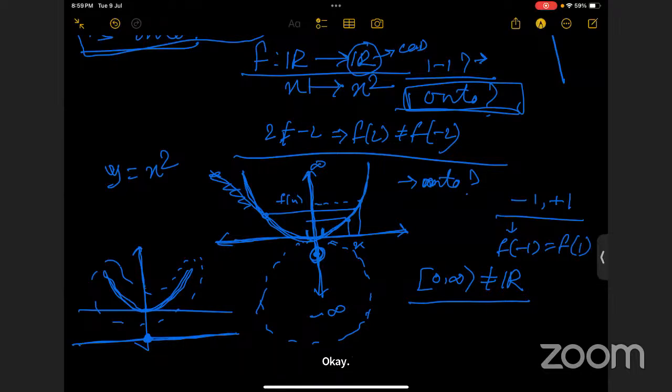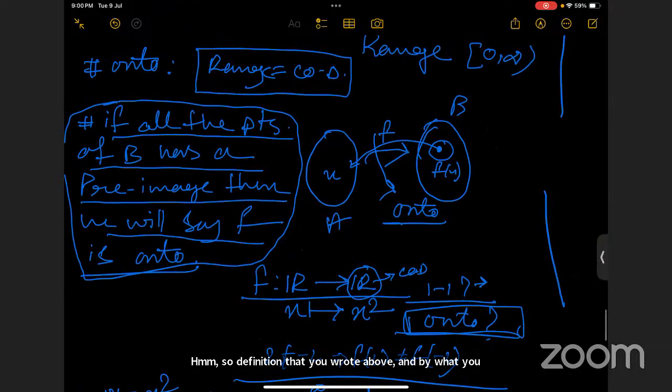When taking some point from the domain, we will say this is the pre-image. If I take some point from the codomain, then we will say this is the image, pre-image, okay? Yes, ma'am, got it. So the definition that you wrote above, by that we mean a range should be equal to the codomain, right? Yes.